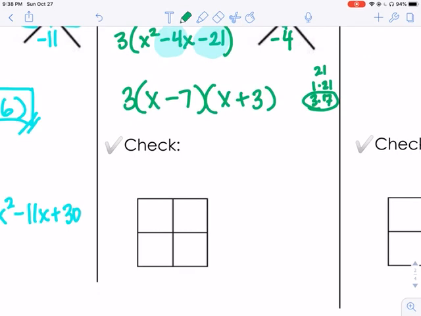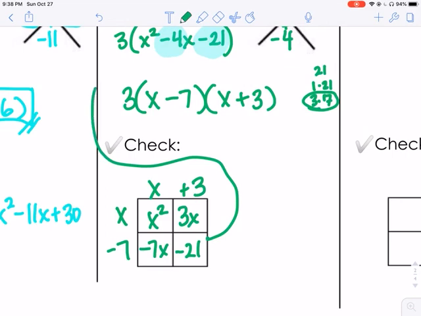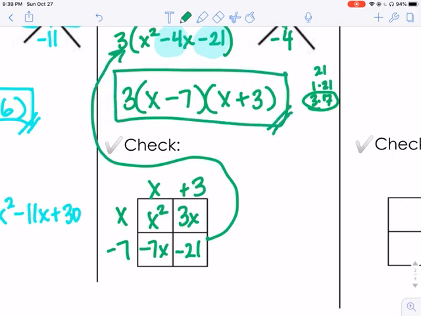I'm going to double check real fast. x minus 7, x plus 3, x squared, 3x, negative 7x, negative 21. I can see that that is going to give me back what I had here. So I know this is my correct answer. One thing to be very careful of is that I put my GCF out front.